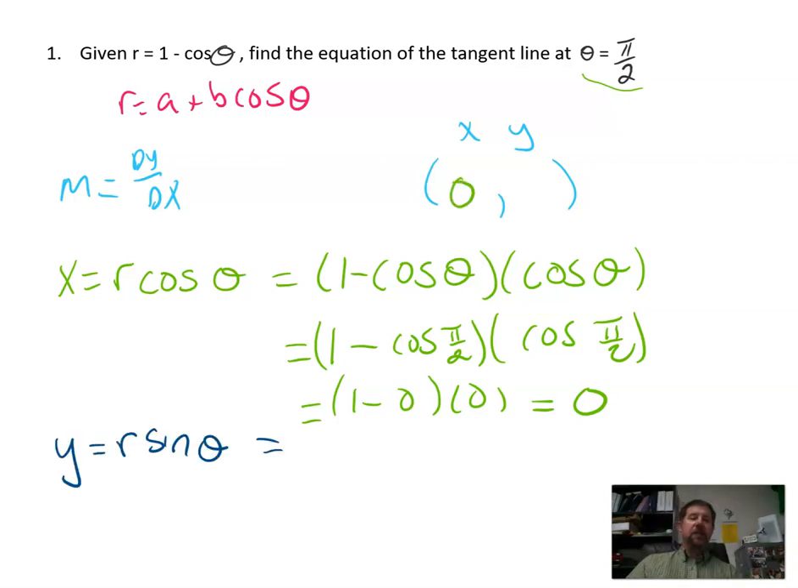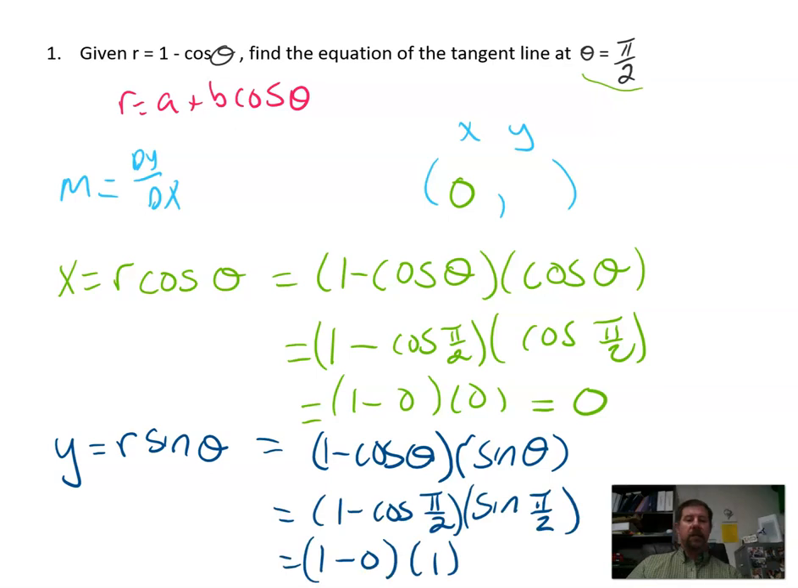Now let's do the same thing with y. y is equal to r sine theta, so y is going to be equal to 1 minus cosine theta times sine theta. When you evaluate that at pi over 2, we get 1 minus 0 times 1, or 1 times 1, which is 1. So our point on the Cartesian plane, x comma y, would be 0 comma 1. Now we need to find dy/dx.